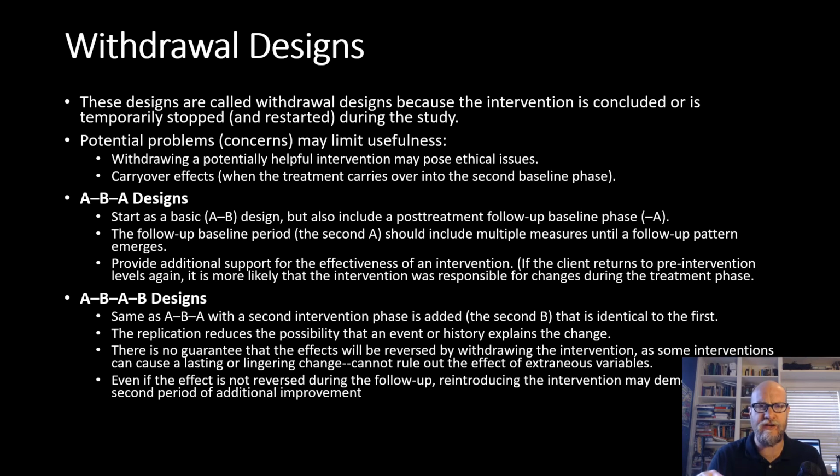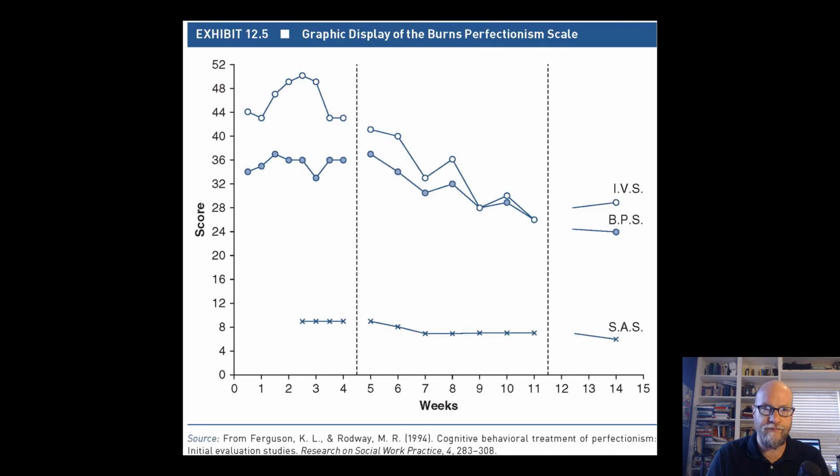So there's lots of interesting things you can learn, even within a small or even single subject design, by how you include or withdraw the intervention itself and what you can interpret based upon that. So these are graphs from a study by Kristen Ferguson and Margaret Rodway from 1994. They were basically looking at perfectionism as a trait, as a personality characteristic, and in some cases as an abnormal, quote unquote, problematic behavior.